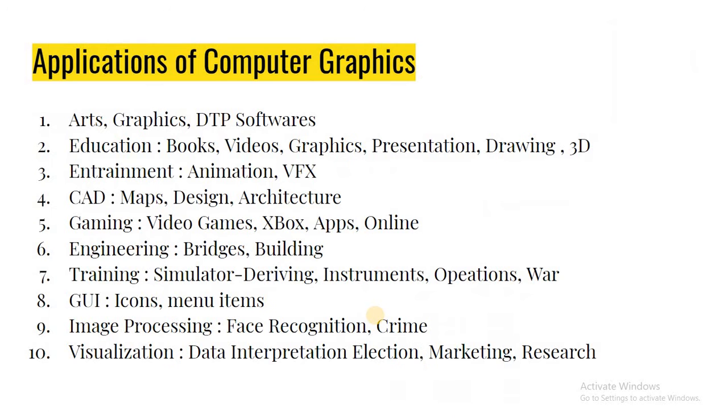I listed here only 10 applications, which are some of the common applications. Number one is art, graphics and DTP software. Art means we can create very fine images with the help of computer graphics software. Here I put art software, graphic software, and DTP. DTP means desktop publishing software. DTP software are generally Photoshop, CorelDRAW, PageMaker, Adobe Illustrator. These are some of the common ones. And there is GIMP also, which is free software. So it is used for creating fine things.